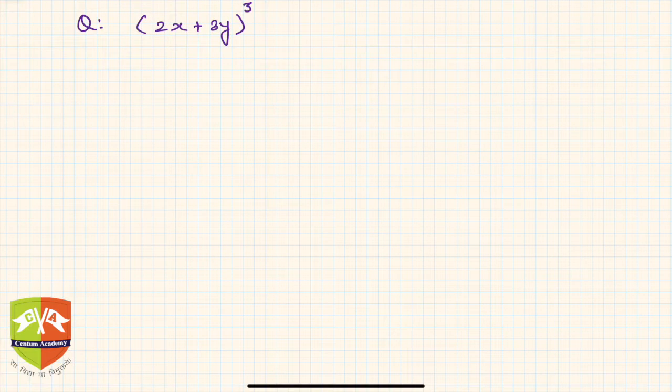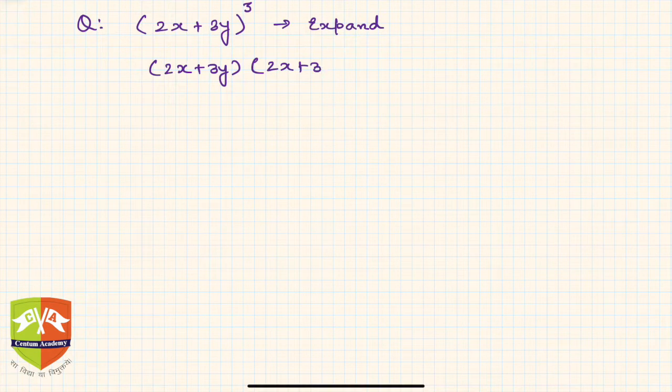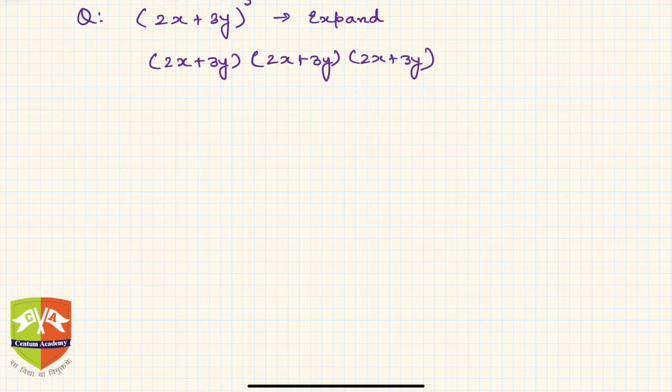In this question, we have been asked to expand (2x + 3y) whole cube. So let's say if you don't have the knowledge of identities, then what will you do? You will go by the very elementary method of multiplying the three binomials one by one, right? You'll open up these two brackets first, and then whatever is the product you'll get, you will multiply with that one, isn't it?